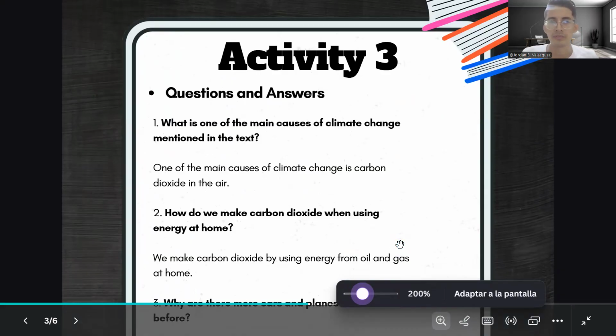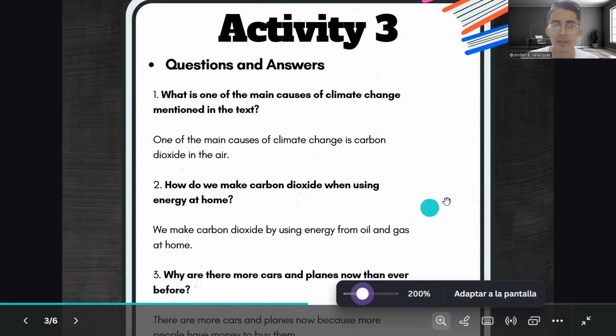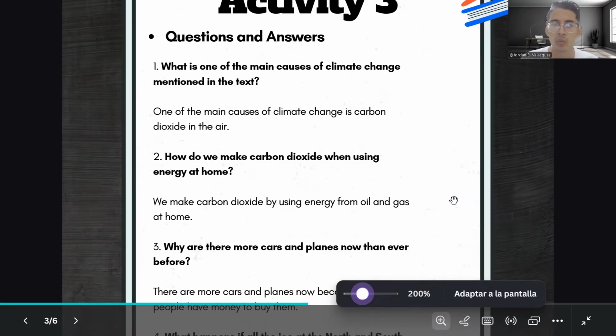Okay, activity 3, questions and answers. What is one of the main causes of climate change mentioned in the text? One of the main causes of climate change is carbon dioxide in the air. Number 2, how do we make carbon dioxide when using energy at home? We make carbon dioxide by using energy from oil and gas at home.